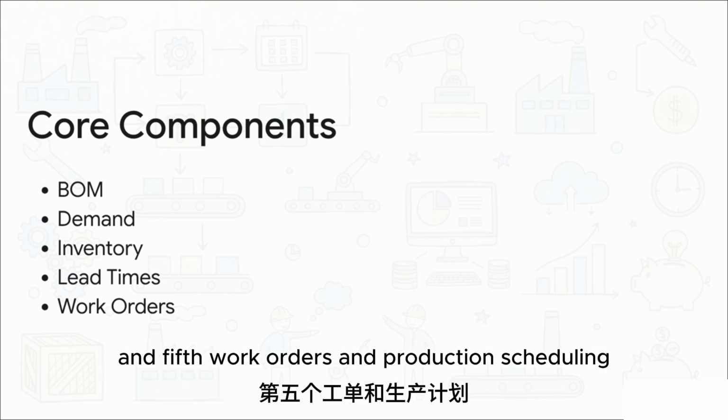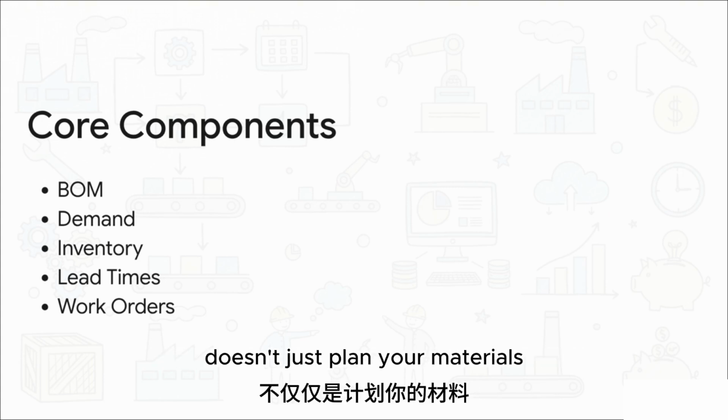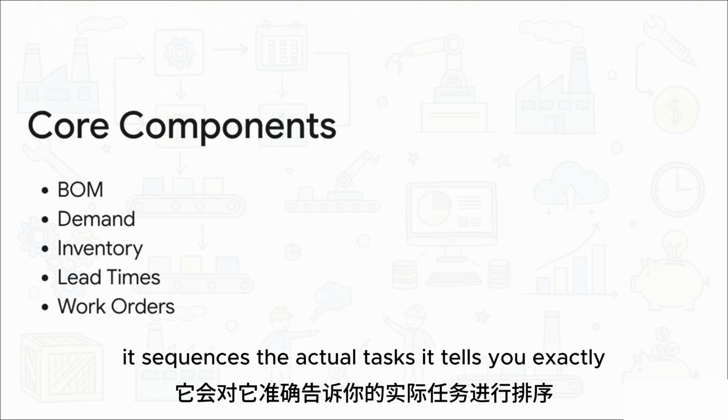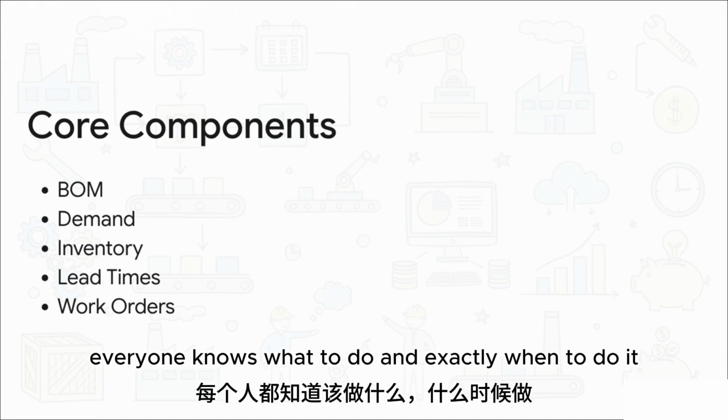And fifth, work orders and production scheduling. What's truly amazing here is that MRP doesn't just plan your materials, it sequences the actual tasks. It tells you exactly who is cutting wood on Tuesday morning and who is handling assembly on Wednesday afternoon. Everyone knows what to do and exactly when to do it.